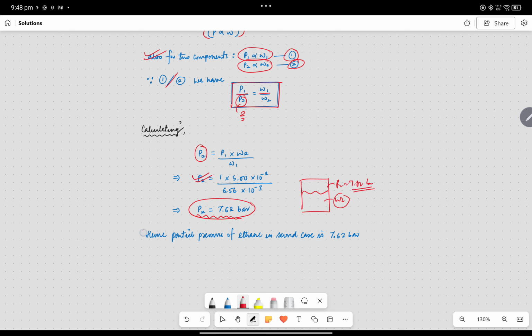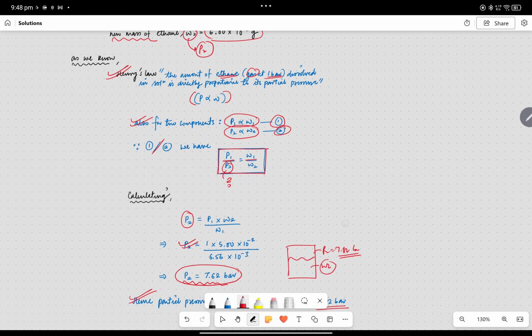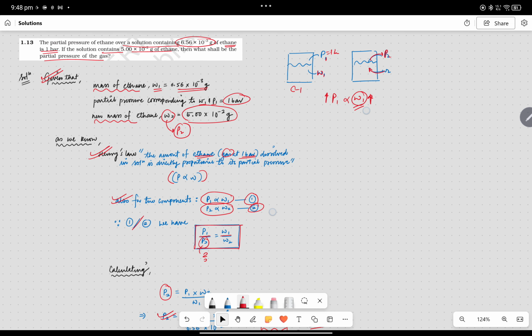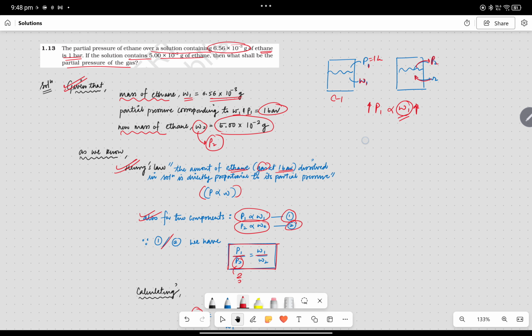Simple. So hence the partial pressure of ethane in the second case is 7.62 bar. Okay, simple, easy, formula based question. You can try this and you can solve it very easily.